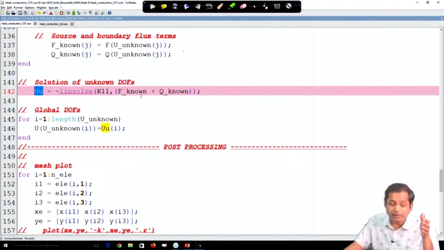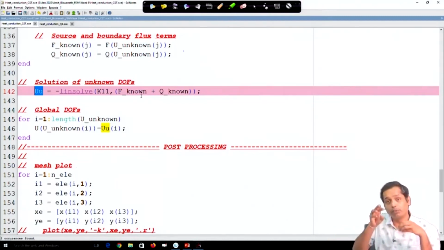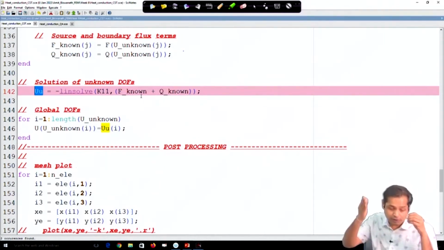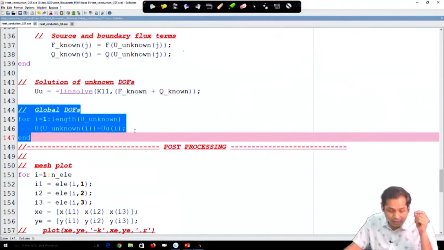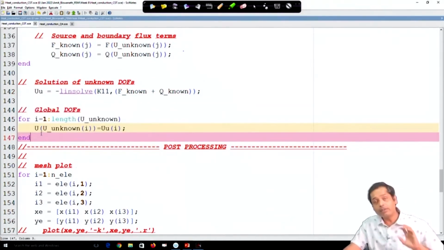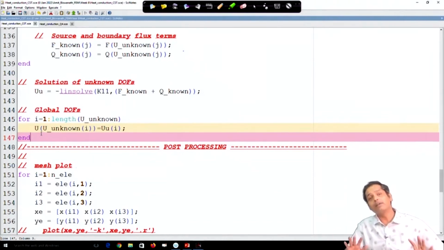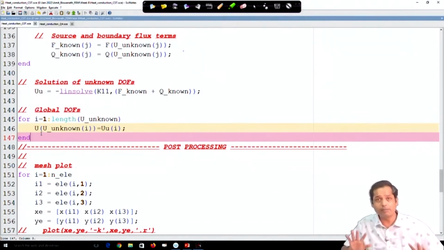Now once this equation is solved, we get U unknown, then we have to put these values in the corresponding place in the global degrees of freedom. So this is done here. Now, so this is the solution. We have not yet discussed, we have so far discussed the determination of the primary variable.